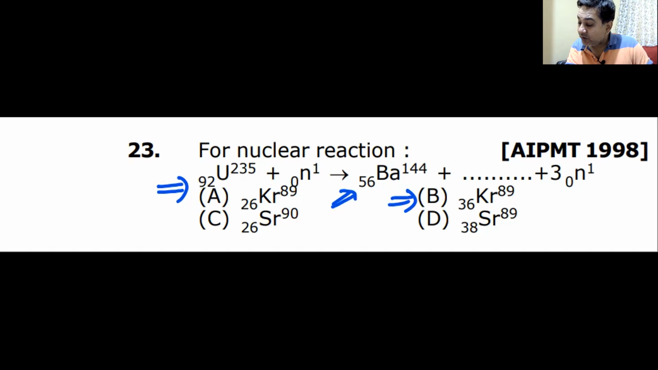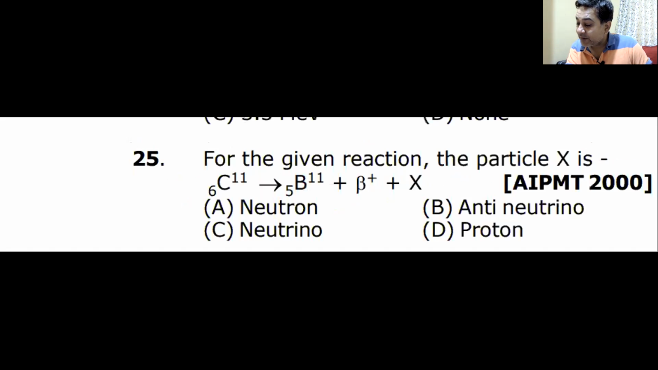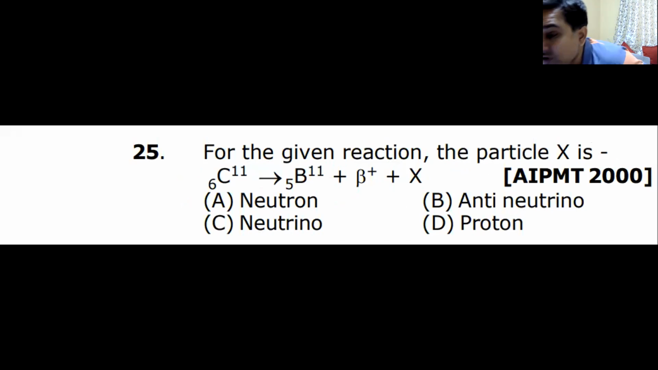I'm trying to solve all the types of questions that can come. This is one more, AIPMT 2000. In the given reaction, what is the particle X? Neutrino, Option C. Well done. This is how you must solve questions, fast, not taking much time, because you don't have that much time. You have to save that time for the difficult question where you have to calculate.